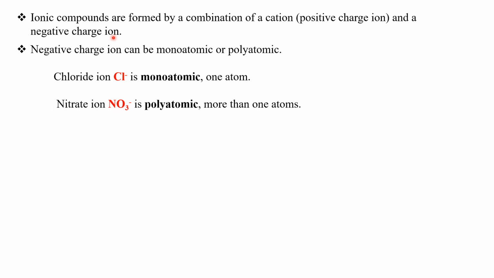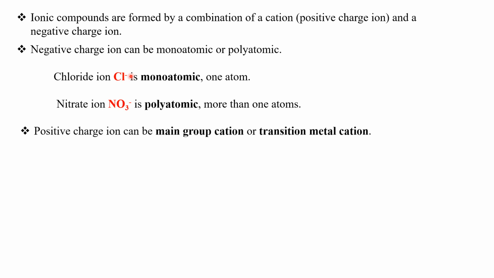The negative charge ions can be monoatomic or they can be polyatomic. Monoatomic means anions containing a single atom, and polyatomic, poly means many, means anions containing many atoms. You can see examples given here. Chloride is monoatomic, Cl, one atom, chlorine, with a negative 1 charge. Nitrate is polyatomic. There are two types of atoms, nitrogen and oxygen. The charge is negative 1. So these are polyatomic, and chloride, fluoride, bromide are monoatomic. So anions can be monoatomic or they can be polyatomic.